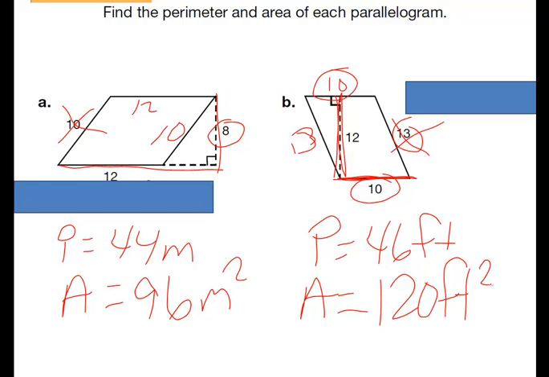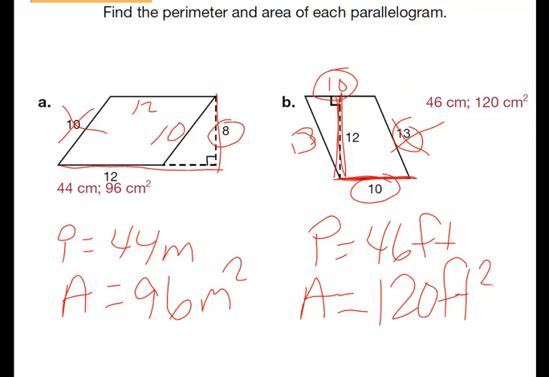Did you get those answers? I sure hope so. Let's check them, make sure they're right. Hey, we got that one. And we got that one. We like it when we do it right.